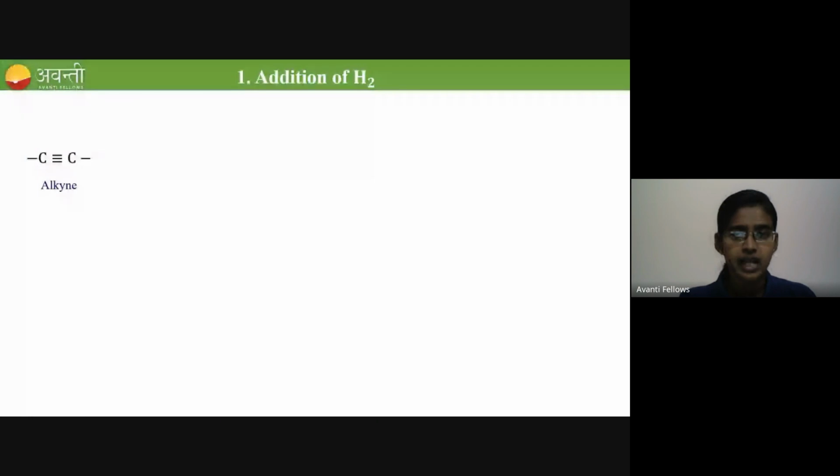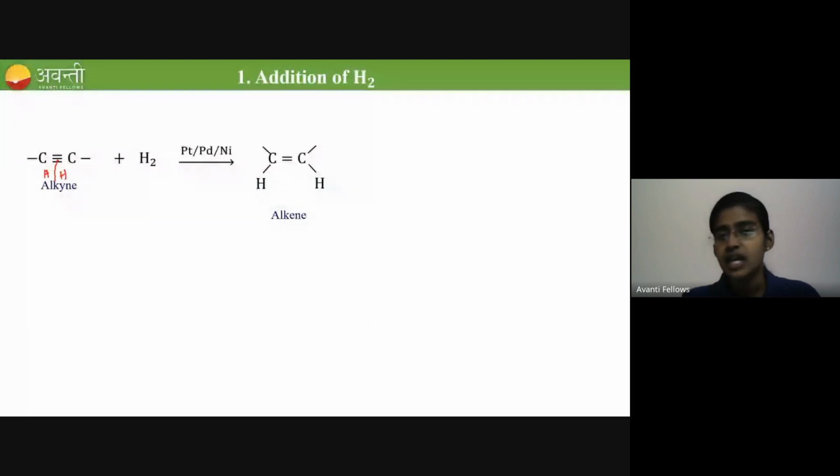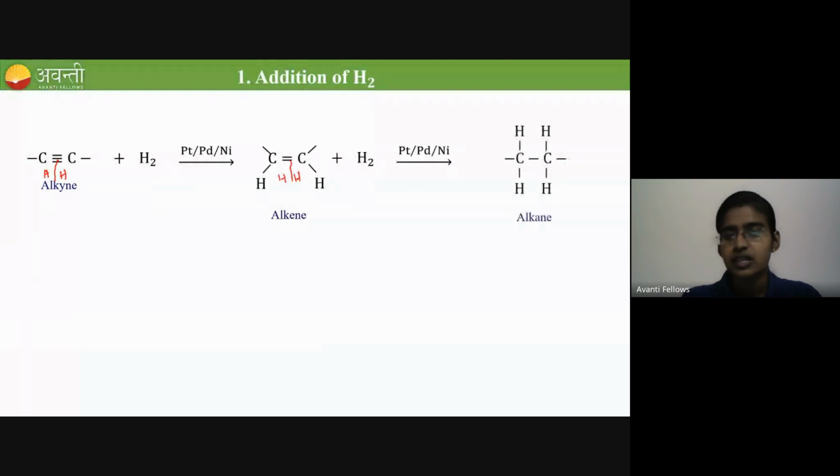So take an alkyne, add H2 to it in presence of palladium, platinum, or nickel. So use any one of these metal catalysts. You will end up with the product. So how to get the product? First, you break this bond, add one hydrogen here and another hydrogen here. So we will get this product, and this is an alkene. And to this alkene, if I add one more mole of hydrogen in presence of the same metal catalyst, I have to break this bond and add the hydrogens like this in the same way to get the alkane.